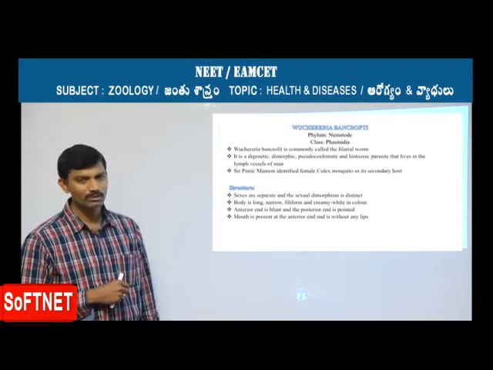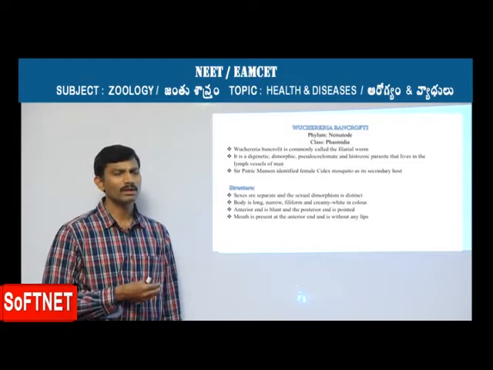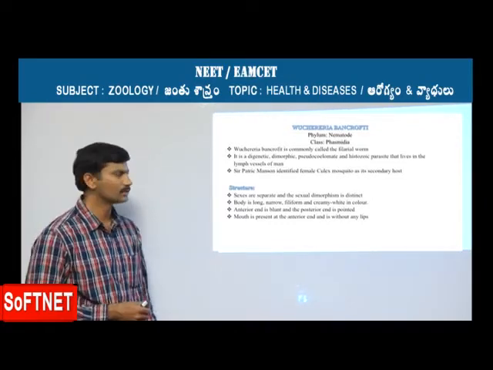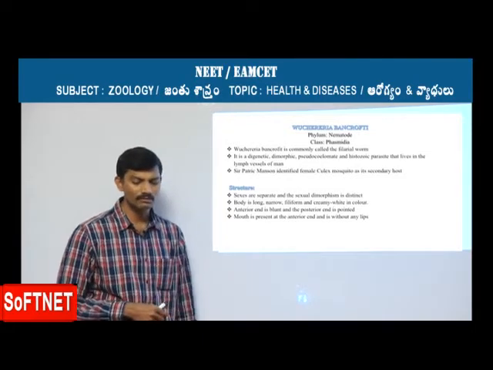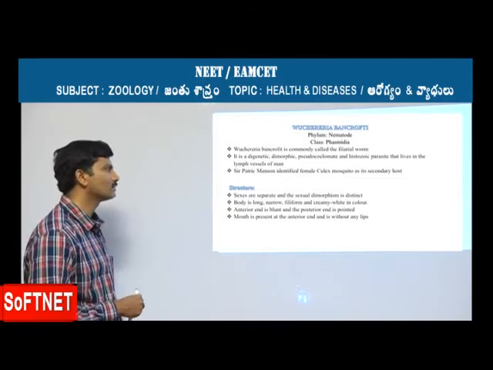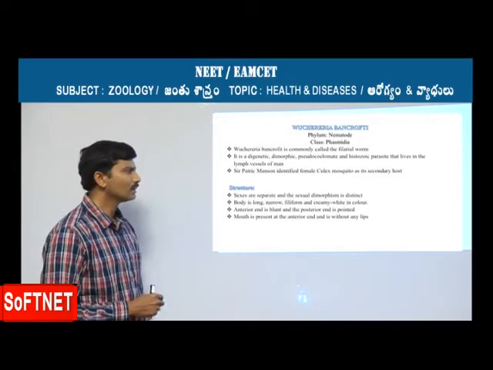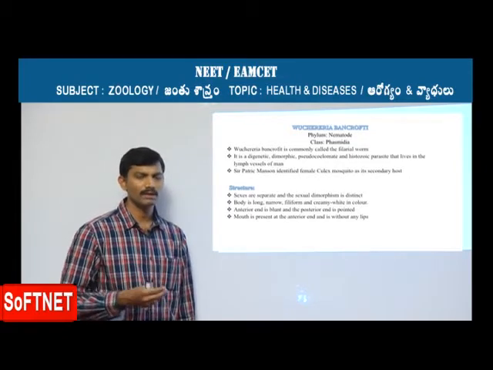It is also another nematode parasite, belonging to the same class, that is Phasmidia. Wuchereria bancrofti, they belong to the same phylum and same class, Phasmidia. Wuchereria bancrofti is commonly called the filarial worm and is responsible for causing the disease called filariasis in human beings, and it is a digenetic parasite, like male and female are present.